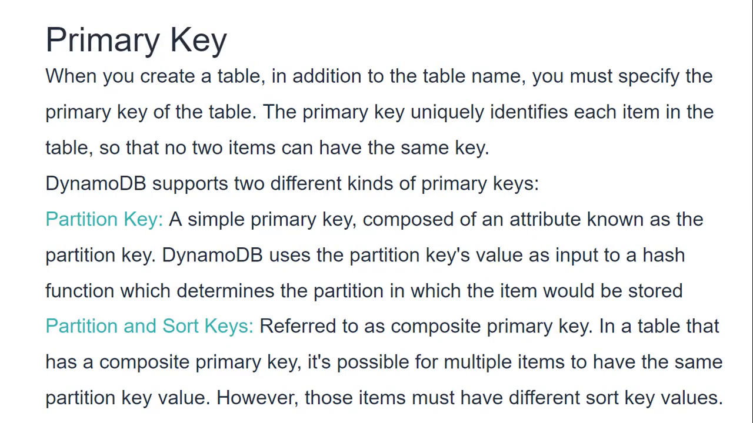There are two types of primary keys in DynamoDB. Sorry, I keep saying AWS. Forgive me. One is a simple primary key, the other is the composite primary key. So the simple primary key contains what we call a partition key.